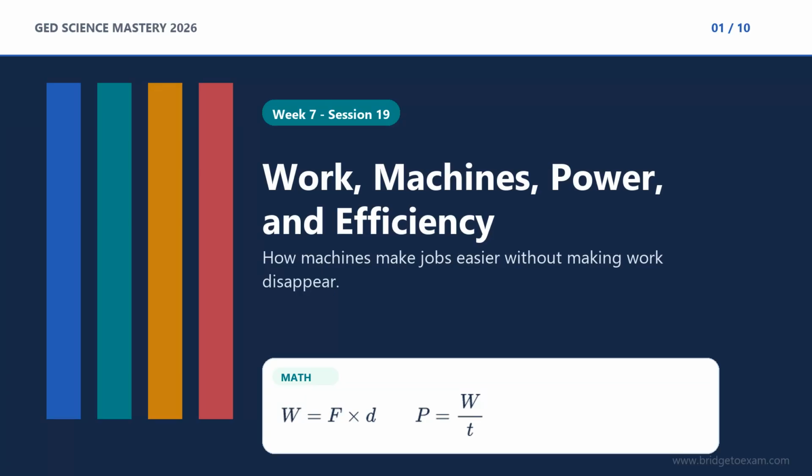Good to see you. Today we take a word you already know, work, and give it the exact science meaning. Then we connect it to simple machines, power, and efficiency. The GED likes these questions because they mix plain reasoning with small, friendly formulas. If you remember force times distance and work divided by time, you will be in very good shape.